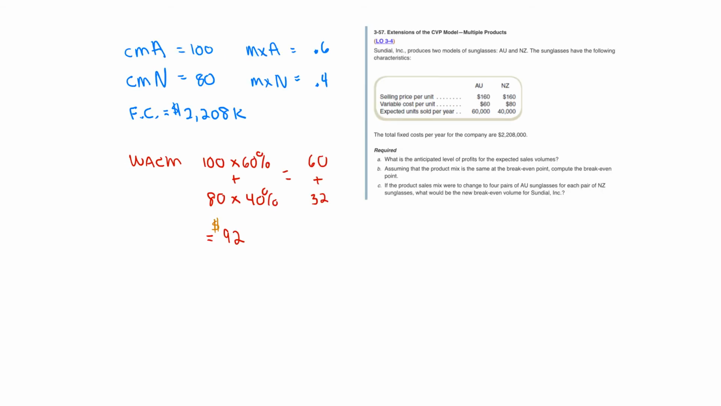All right, so I filled in the contribution margin as $100 for AU, $80 for NZ. The mix is 60% for AU. Well, remember, there's 60,000 AU, 40,000 NZ, so that totals 100,000. So 60,000 divided by 100,000 is 60%. 40,000 divided by 100,000 is 40%. So the weighted average contribution margin is 100 times 60% plus 80 times 40%, which is equal to 60 plus 32, or $92 per unit.